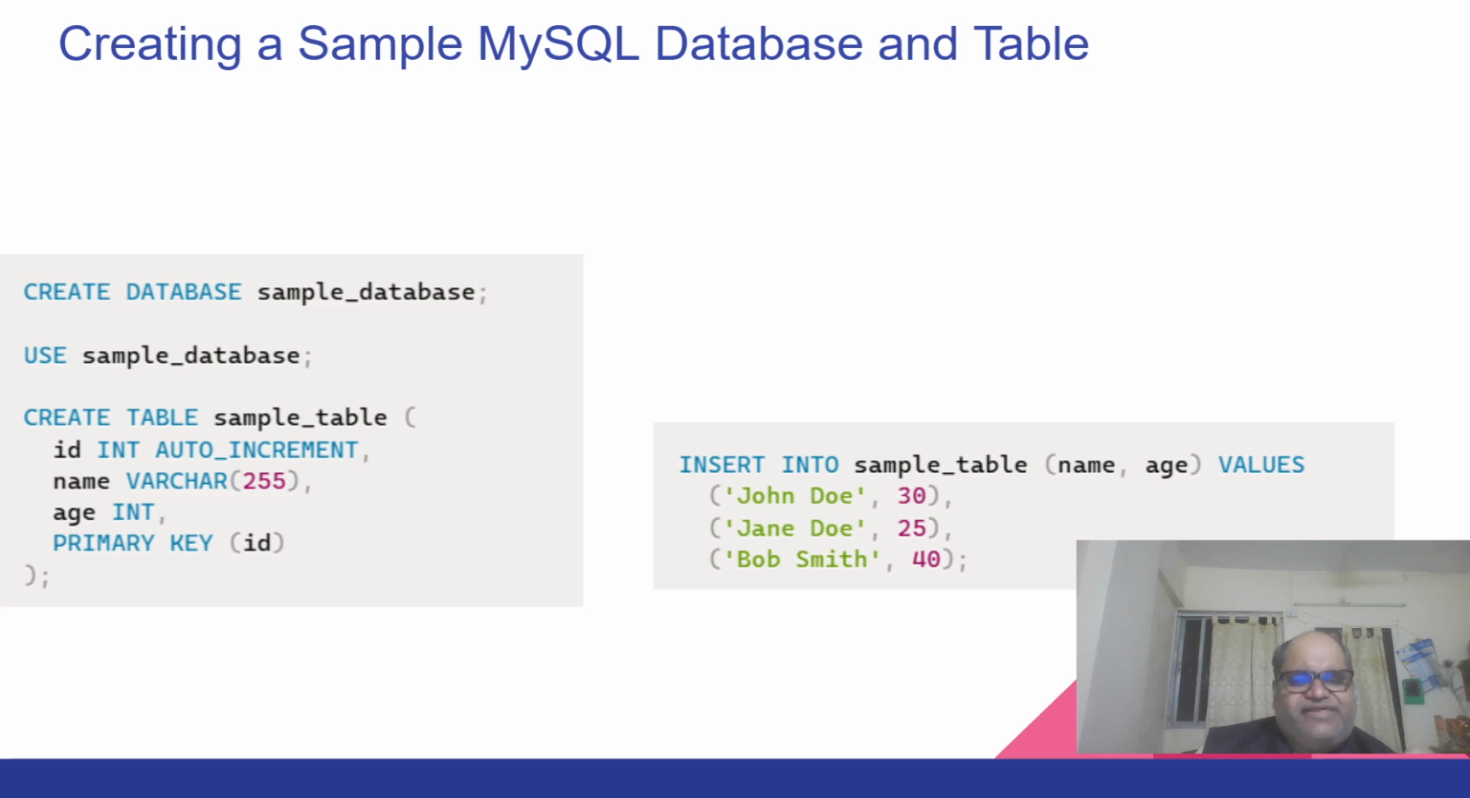Now if you want to insert into this, you insert into the sample table, and you can give your name, age, right? If you want to just enter name and age, because you have set ID to auto increment, your values will be say John Doe, Jane Doe, Bob Smith, right? So you have given these key pairs, and eventually you will have these three students, or whatever you want to call them, with their age available in your table.